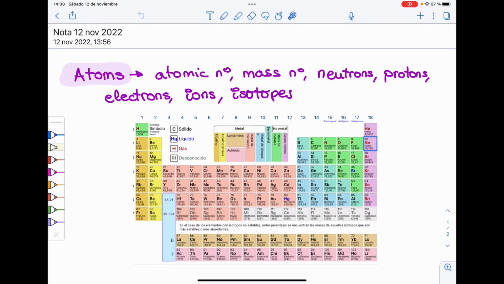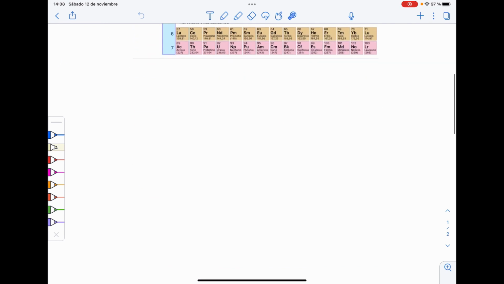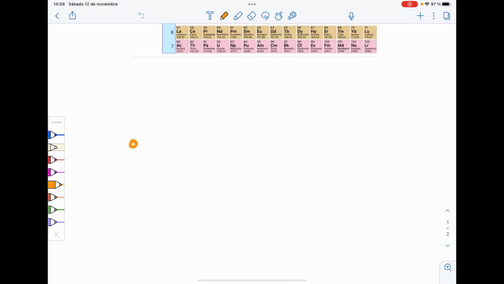So I'm going to do the examples with the atoms of helium because they are one of the smallest ones, so they are going to be easier to draw. Okay, so if I want to draw one atom of helium, the atoms of helium always have two protons, okay? So I'm going to draw here two protons, and remember that protons are special because they have positive charge.